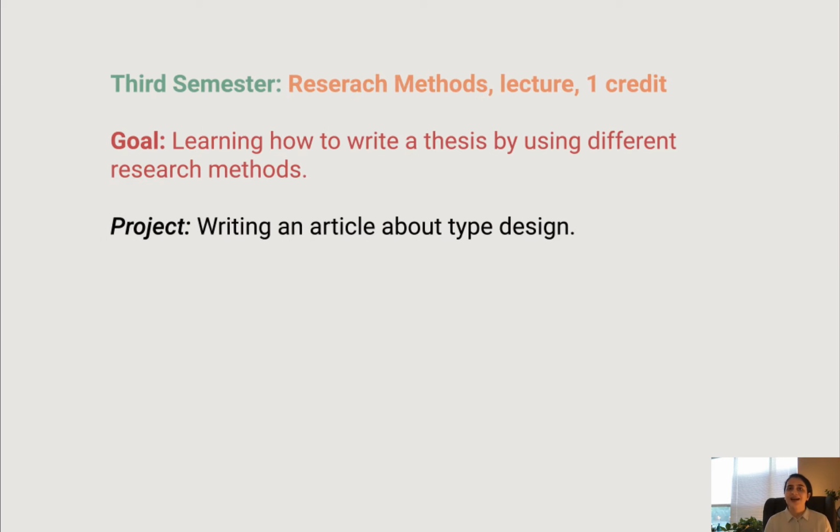Research Methods has 1 credit, and this is a lecture course, and the goal is learning how to write a thesis by using different research methods. And as a project, a student should write an article about type design.